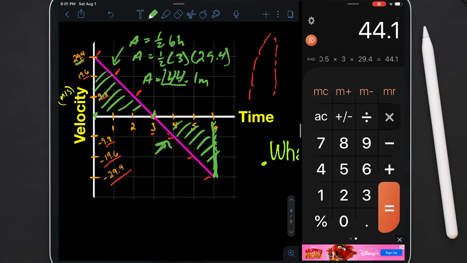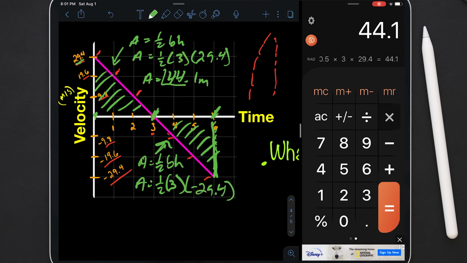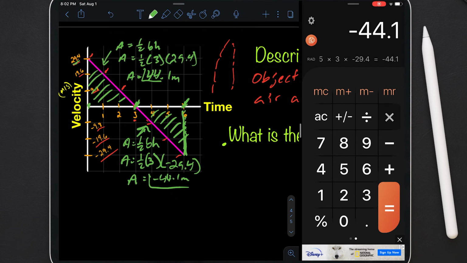Let's find out the displacement for the bottom half. It's going to be the same thing. Area equals 1/2 base times height. So we got 1/2. Our base is from 3 to 6, so that means it's 3. And then the height is negative 29.4. So we got 0.5 times 3 times negative 29.4, which gives us an area of negative 44.1 meters. So for the bottom half, our displacement is negative 44.1.